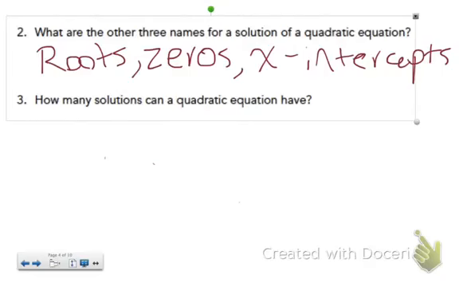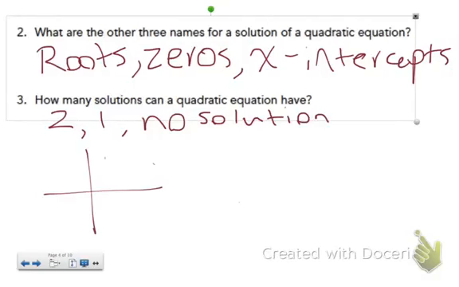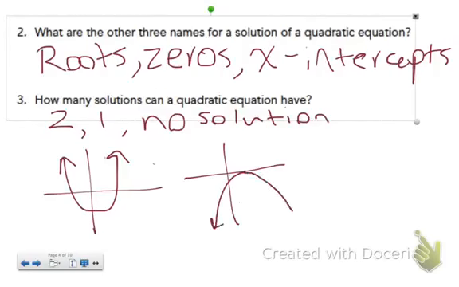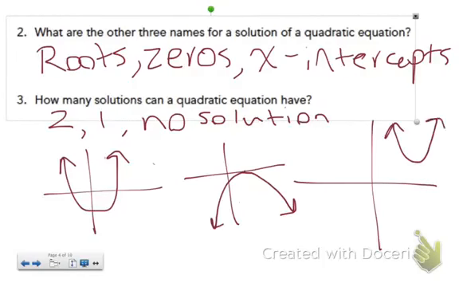Okay, and then also remember, a quadratic will either have 2 solutions, 1 solution, or no solution. So it's either going to cross the x-axis twice, it's going to have a vertex on the x-axis, meaning it only has 1 solution, or it's not going to cross at all, in which case it has no solution.